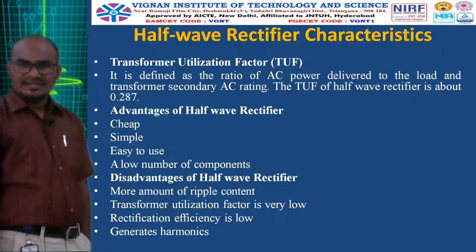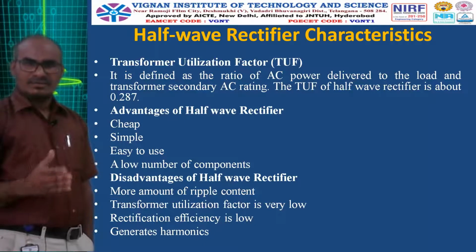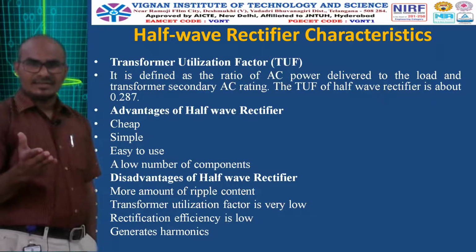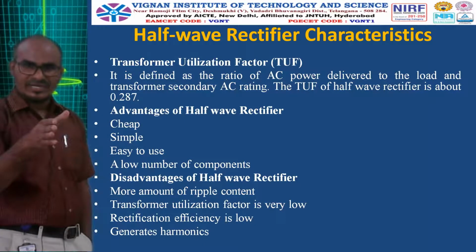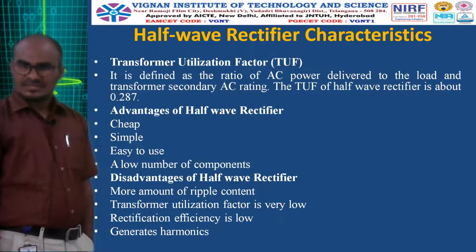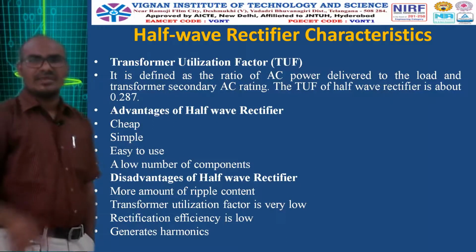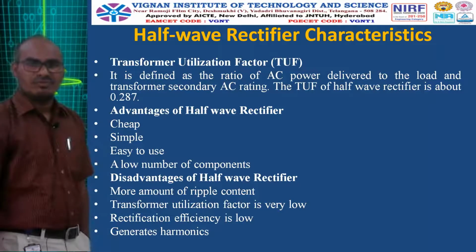And the drawbacks or disadvantages are that ripples are more. When we study the full wave rectifier, we will come to the conclusion that the half wave rectifier has more ripples. Ripple content is more, that is, the ripple factor is high, and the TUF is very low. Rectification efficiency is low, and it generates harmonics, as we have seen in the output of the half wave rectifier.